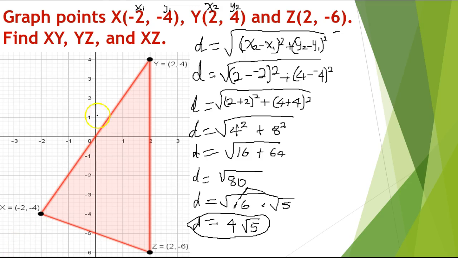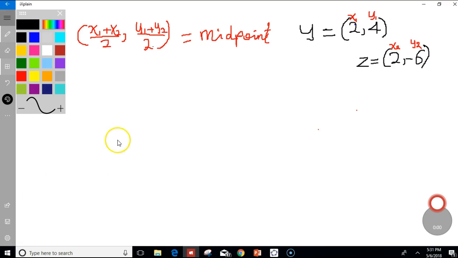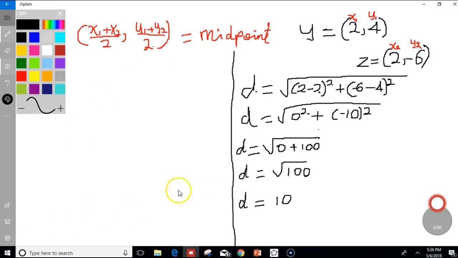Okay. So I'll have you try finding yz by yourself. This is yz. Find the length of it first. Alright, we're going to find the midpoint. Before we find the midpoint, you can check your answer for yz. Okay, again, label the points and then plug into the formula.